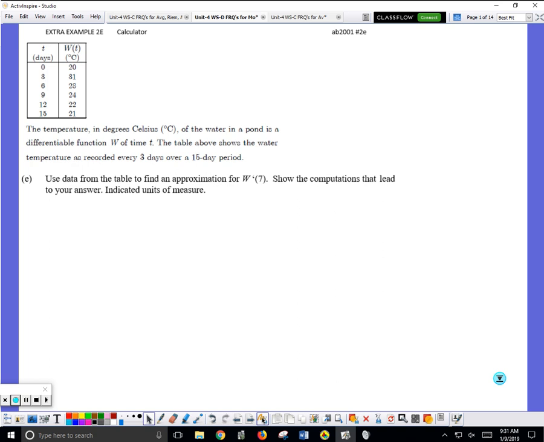So this is a question that's just like several of the homework questions. So it's not new, it's just a repeat of what was in the homework.